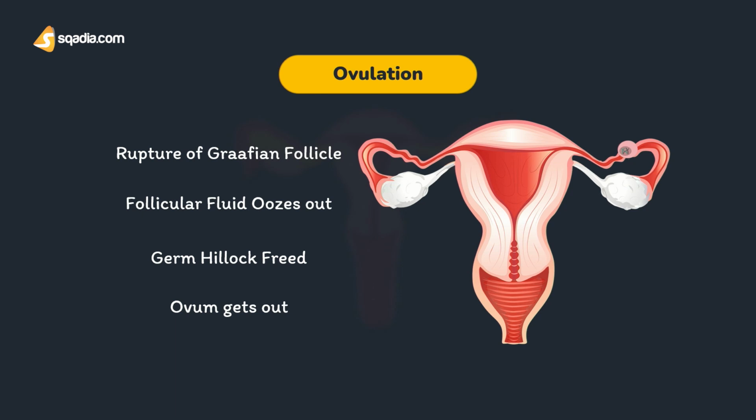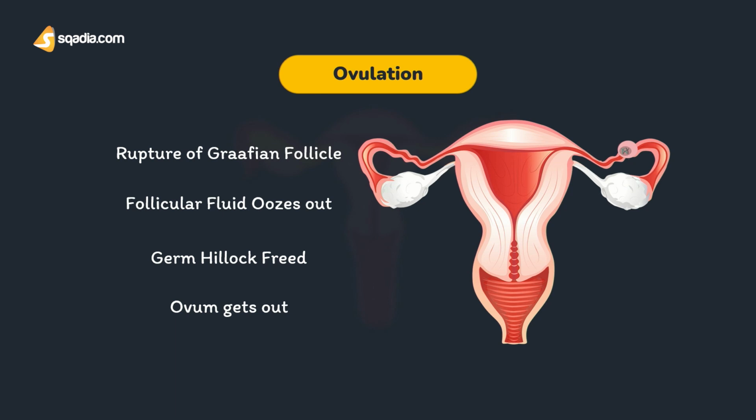But if fertilization occurs, the fertilized ovum is called a zygote, and the zygote moves from the fallopian tube and reaches the uterus on the 3rd day of ovulation. Then it is going to be implanted in the uterine wall on the 6th to 7th day. So that was all about ovulation and its process.